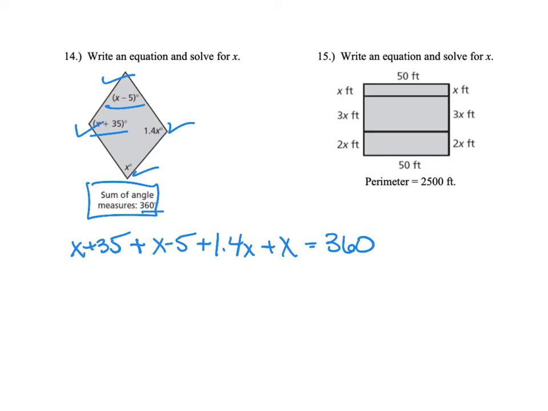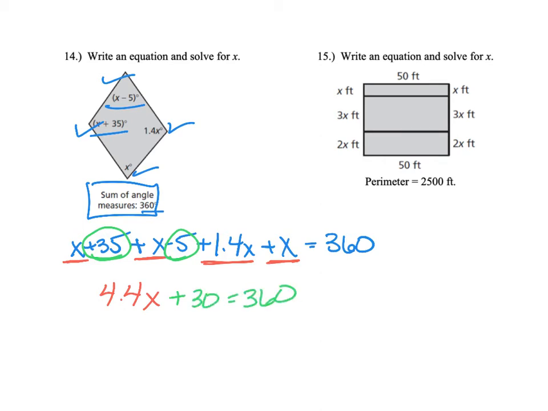So I've got all 4 of my angles added together. So now let's combine our x's. We got 1 here, we have 1 here, we have 1 4/10 there, and we have 1 there. So if I'm right, that's 4 4/10 x. And then we have a positive 35 minus 5, and that's it. So that would be plus 30 equals 360. Now I should be able to solve the equation.